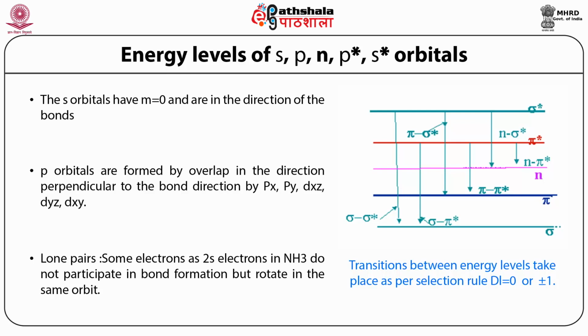Now, for the energy levels of such complex molecules, the sigma electrons have the lowest energy, whereas sigma star, that is antibonding sigma, has the highest energy. Next to sigma are pi orbitals in the energy level scheme, and lower than the sigma star are pi star, antibonding orbitals. And in between the pi and pi star, no transition between these energy levels can take place as per the selection rule, delta L equal to 0 or plus and minus 1.